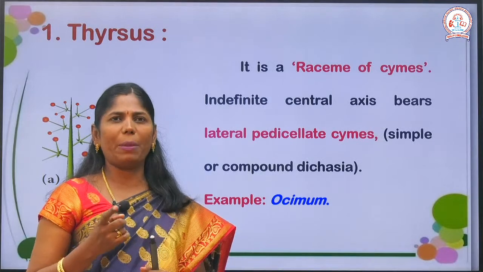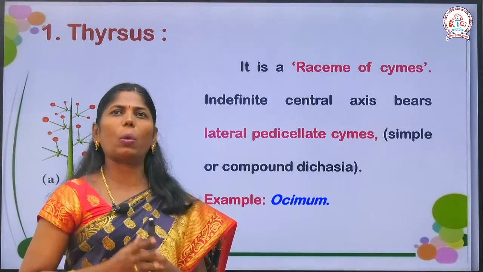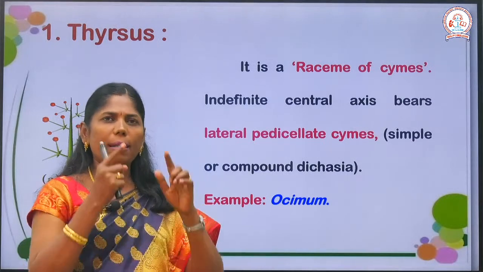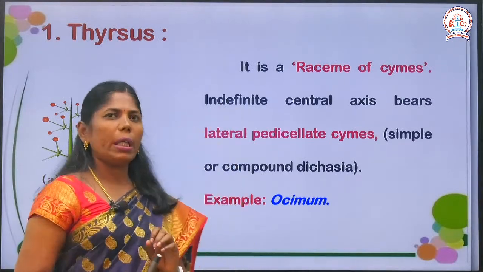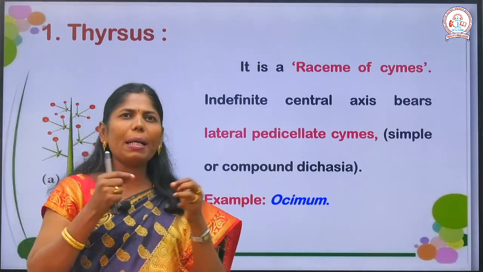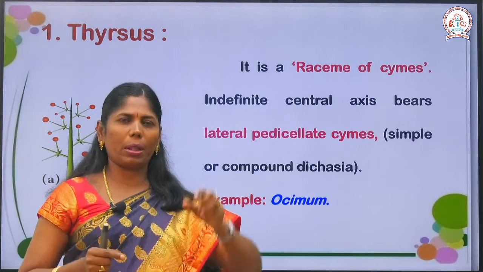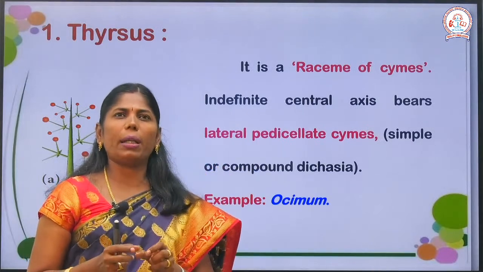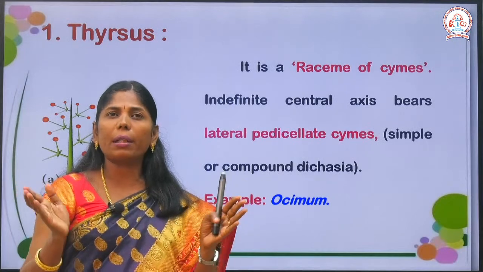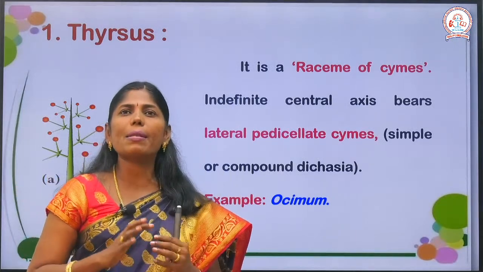Raceme of cymes means there is a raceme manner and a cyme manner, hence raceme of cymes. It has an indefinite central axis; the central axis keeps growing longer. It bears lateral pedicellate cymes, so the lateral branches bear cymes with pedicels. The main character looks like your raceme character, but the lateral branches have the character of cyme. So that is a raceme of cyme.